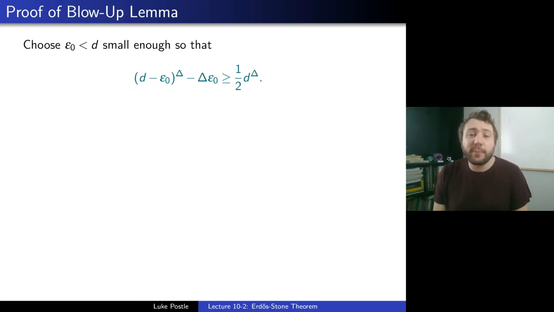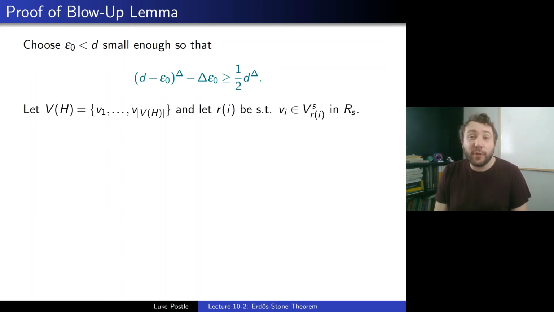All right, so now we can prove the blow-up lemma. To prove the blow-up lemma, it's of course key that you choose this epsilon naught. That was our one toggle we had. We have to choose it small enough. It turns out small enough here will be, if you take it small enough so that (d minus epsilon naught) to the delta minus delta epsilon naught is at least a half d to the delta. So you choose it in a way that if you take that power to the delta and also subtract off delta epsilon, then you don't lose too much, only a factor of 2. So you can do that, so let's just assume we've done that. Then that can be our epsilon naught.